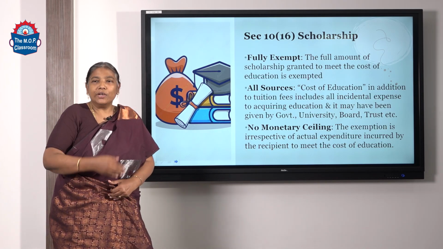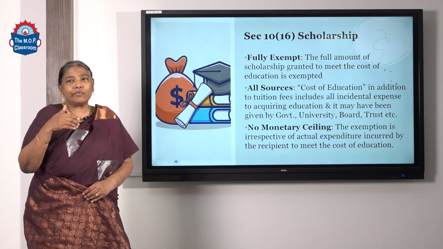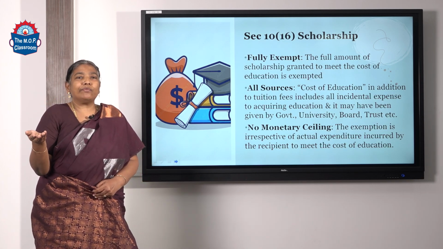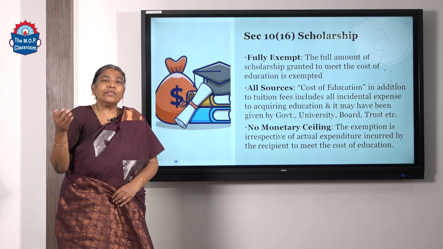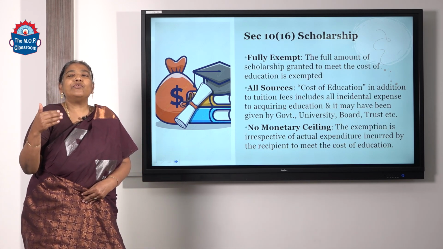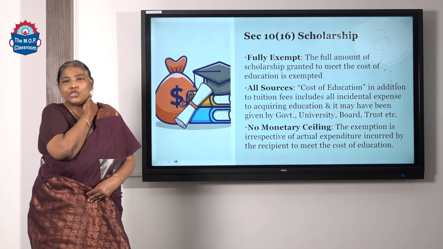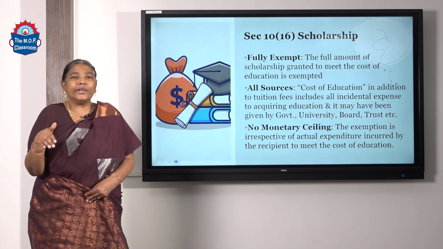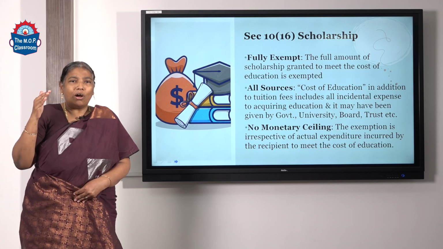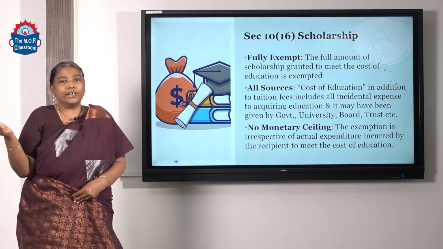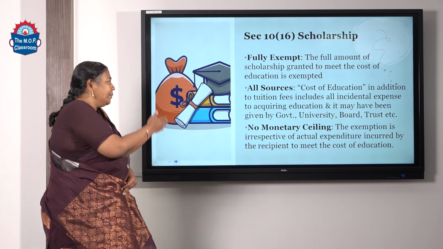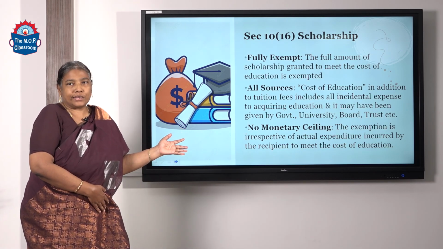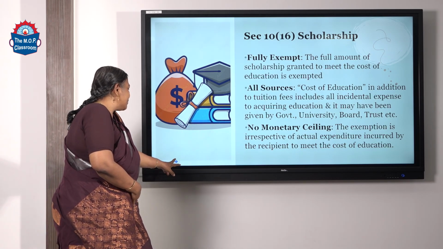Now coming to scholarship. Scholarship is granted to students to meet the cost of education. Cost of education includes the tuition fees, and it even covers the fees for textbooks, notebooks and so on. So, the scholarship granted to meet the cost of education is fully exempt from tax. It is not necessary that you spend the full amount of the scholarship; you could save a part of it, but still you can claim the full exemption, regardless of the actual expenditure incurred. It may be given by the government, university, any board or any trust. And there is no monetary ceiling when it comes to scholarship.